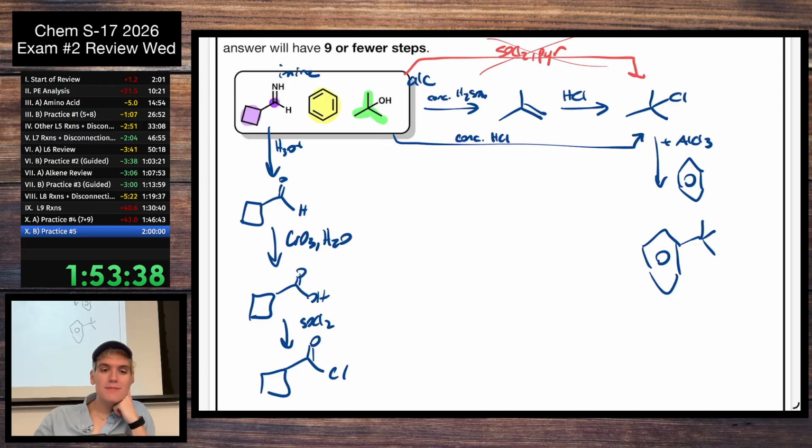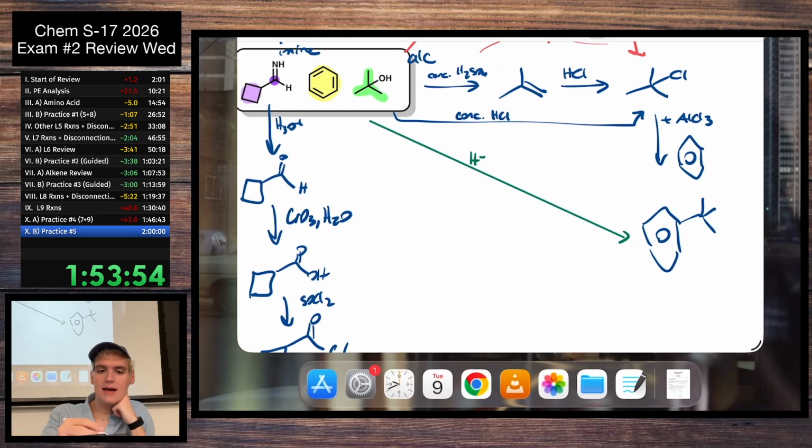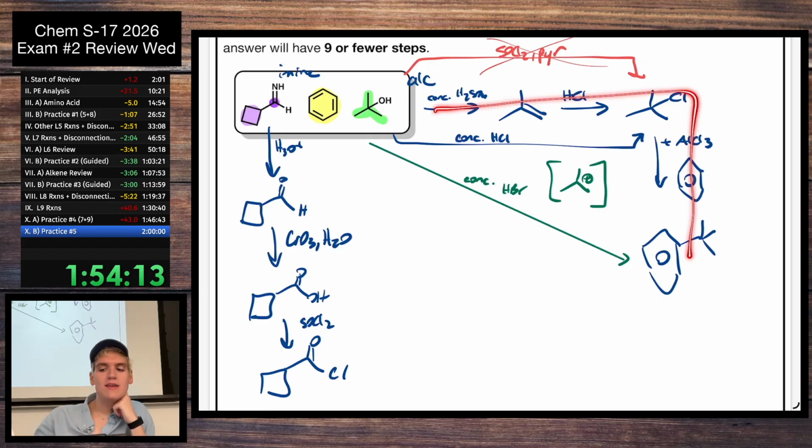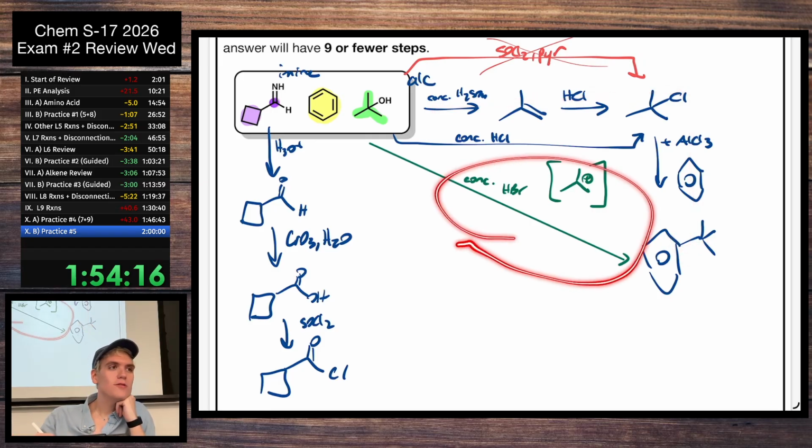But I'm going to say that there's a different way that you could do it. You could do H+. Or honestly, you would have to do a strong acid, so maybe I'll say concentrated HBr, something like that. And you know that in this reaction, it makes the carbocation. And so if you have benzene around, benzene can just attack the carbocation. So that's one way to do it. I would say this blue route is safer. This route, I think, is more like a big brain strategy that could get you in trouble on the test if you try to do it and you're not exactly right.